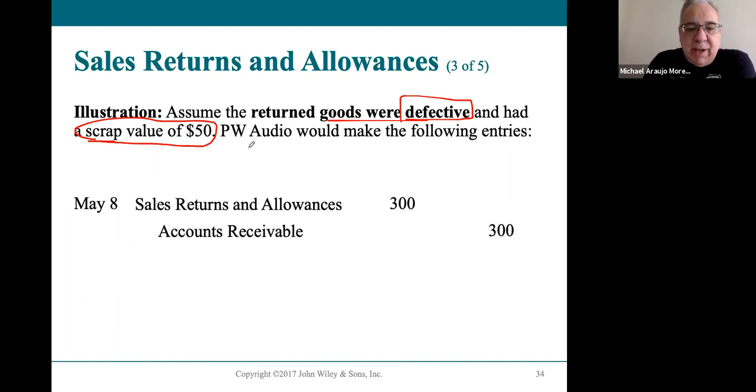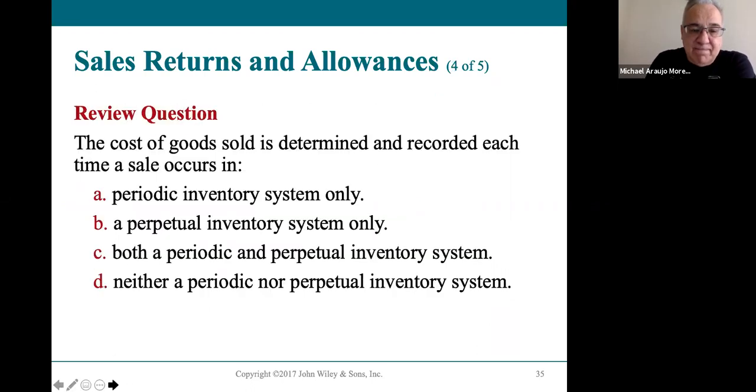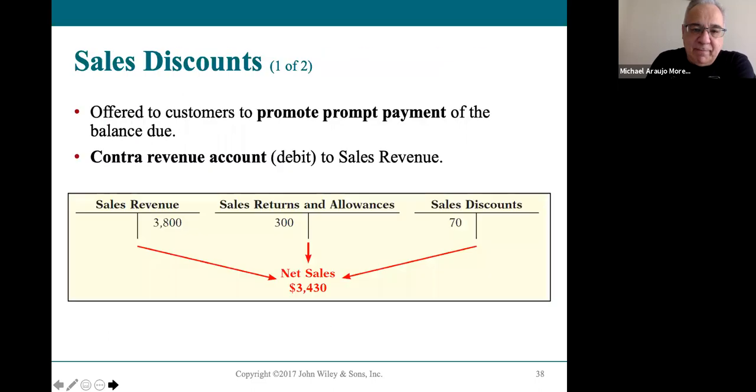So the PW Audio would need to make a similar entry. They would debit their sales returns and allowances and credit accounts receivable. That doesn't change. What would change is the value they would put into their inventory. They would put in the scrap value back in the inventory, and they would credit the cost of goods sold for that same scrap value, so they can identify it in their records as literally defective. Thankfully, it doesn't happen a lot.